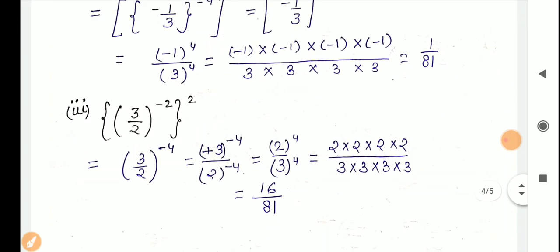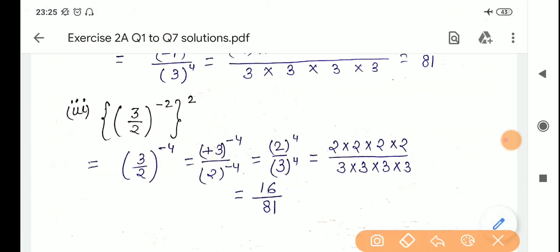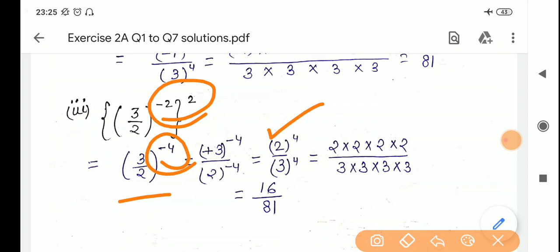Now coming to the third part, ((3/2)^-2)^2. Clear? Brackets are there, so the powers will be multiplied. Here it will be (3/2) raised to the power -4. The power is negative, so we do the reciprocal, (2/3) raised to the power 4. Further by solving it, 2 2s are 4, 8, 16, and 3 3s are 9, 27, 81. So the answer is 16 by 81.